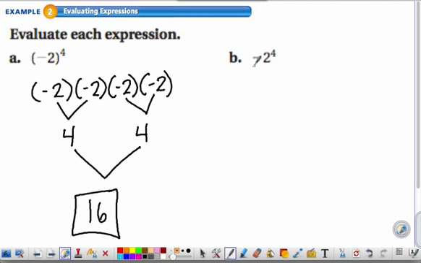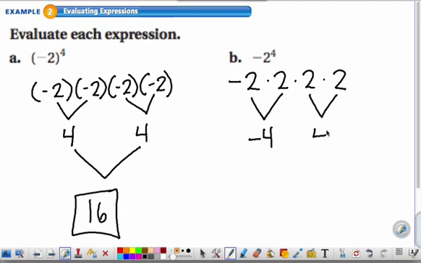Now, on this problem, they're saying what is the negative of 2 to the 4th power? Or what's the opposite of 2 to the 4th power? So we bring our negative down once. Because we're basically saying we want to figure out what 2 to the 4th power is and then take the negative of that. -2 times 2 is -4. +2 times +2 is 4. And -4 times +4 is -16.